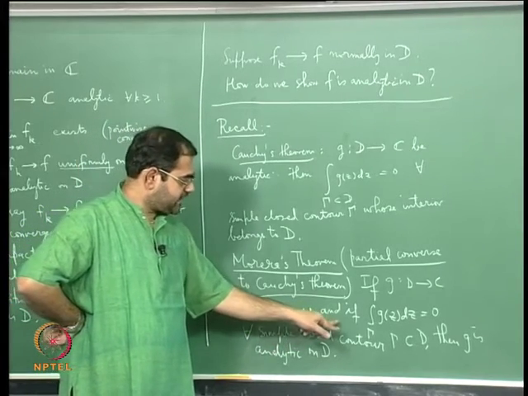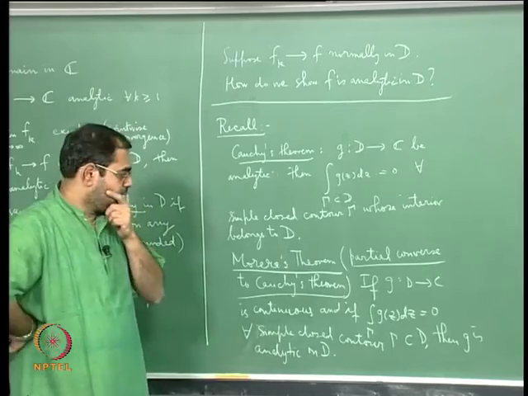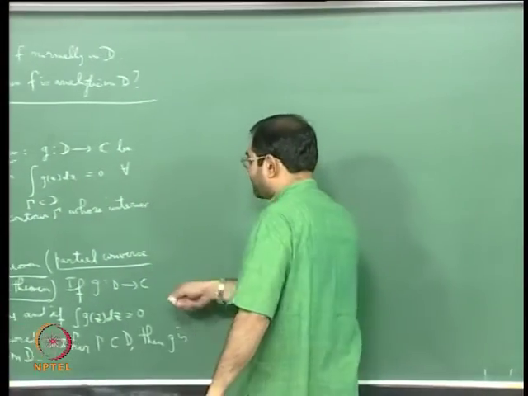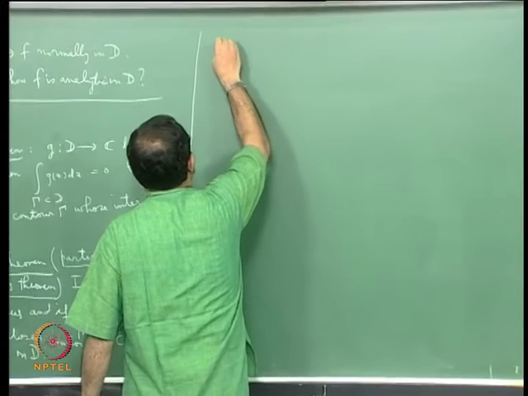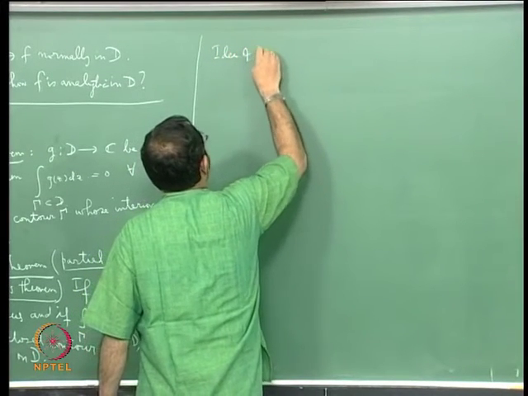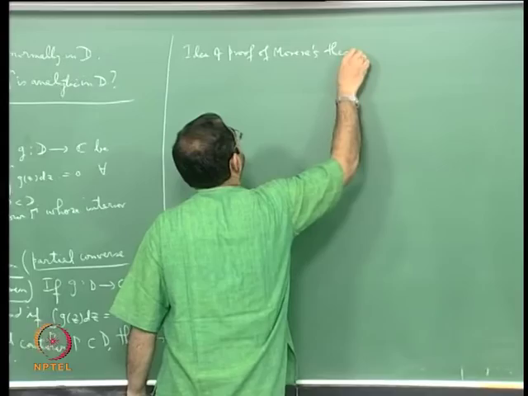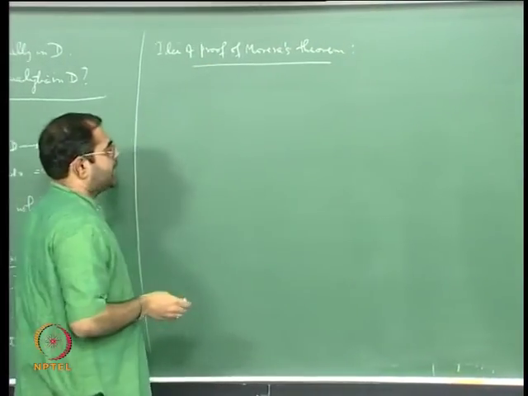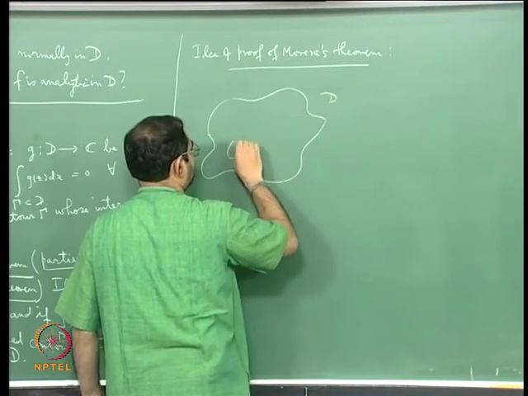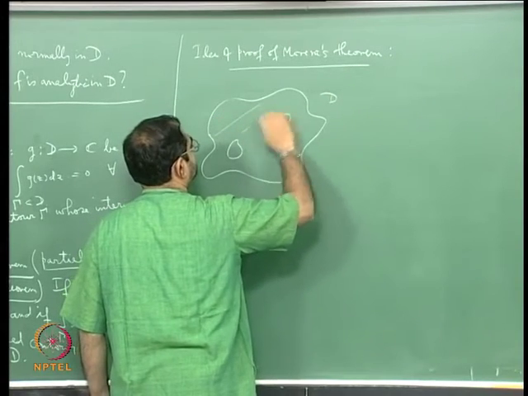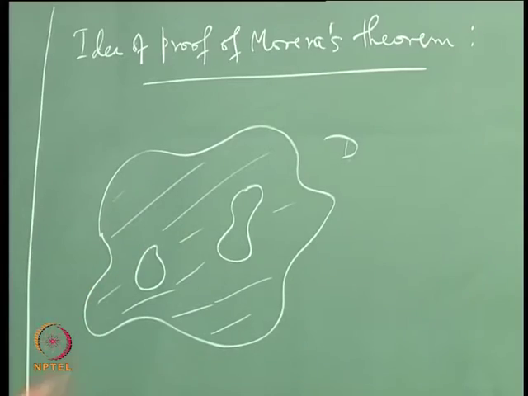That means this will work for a region with a hole. And to give you an idea of why this is true, the idea of proof of Morera's theorem: suppose my domain D is like this. It might have some holes. Suppose this is my domain, okay, the shaded region, it might have holes, okay.